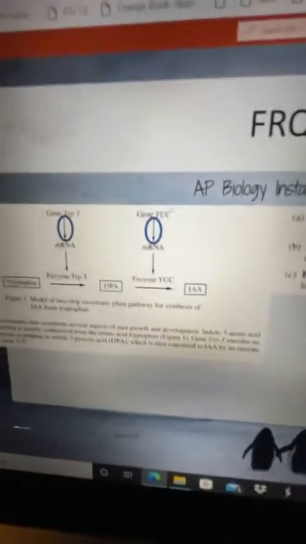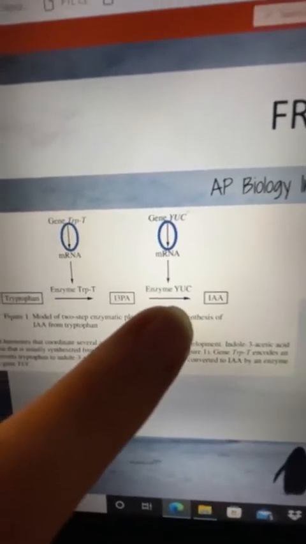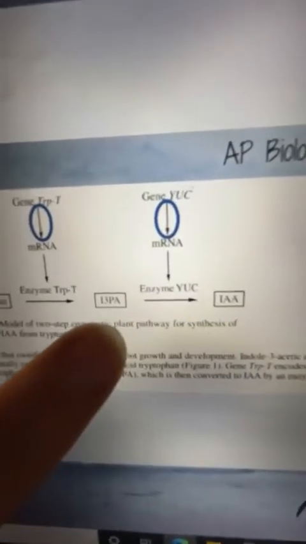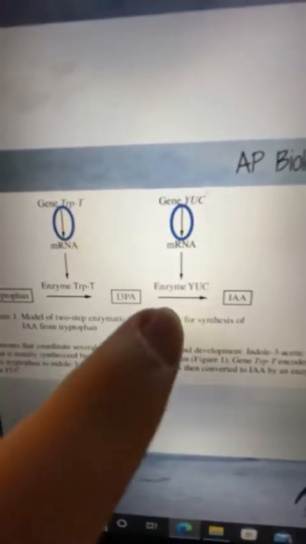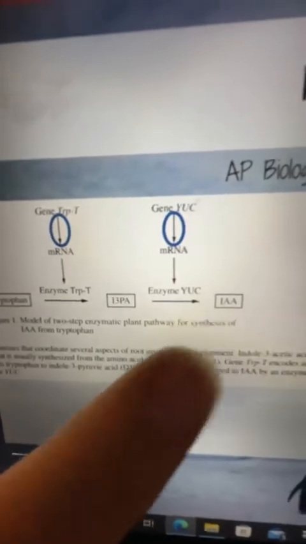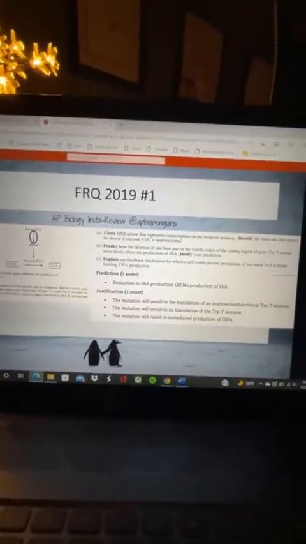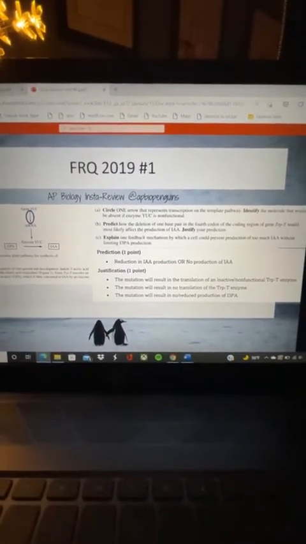So it says to circle the arrow that represents transcription. It says identify the molecule that would be absent if the enzyme is non-functional. Okay, so if this enzyme, enzyme yuck, is non-functional, what molecule would be absent? Well, enzyme yuck is going to speed up the reaction of I3PA to IAA. So if you don't have this enzyme, there's going to be an absence or a decrease in IAA. So there would be a reduction in IAA. And the justification is that we're not going to have that specific pathway.